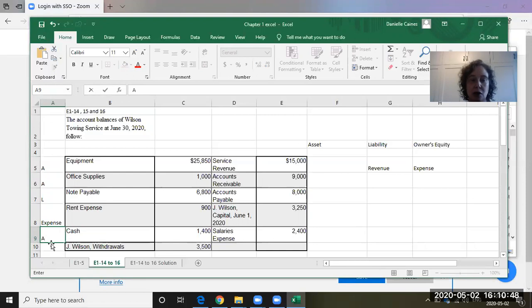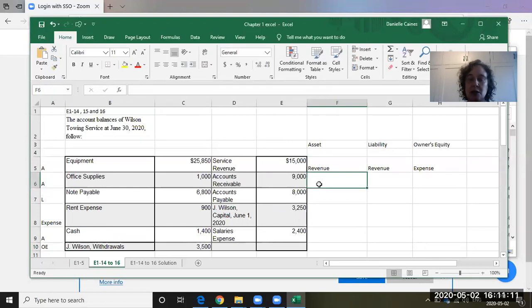J. Wilson withdrawals, so that's part of owner's equity. That's the money that J. Wilson will take out of the company, or has taken out of the company. So that's going to be an owner's equity account. Service revenue, as the name says, it's a revenue. So it's revenue that the business has earned.